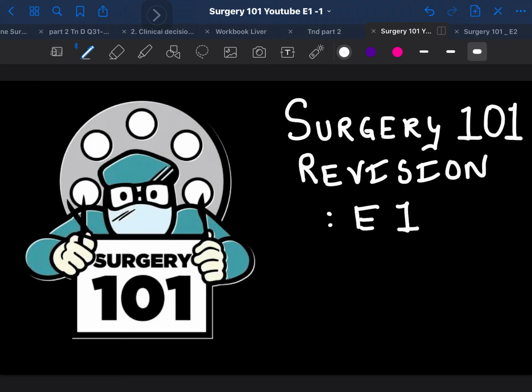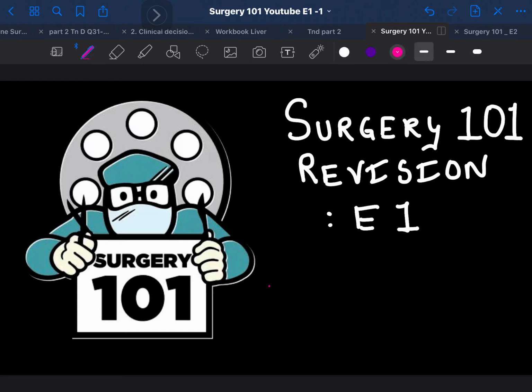Now, I thought that your NEET PG exam is around the corner, so let us begin with a new series, which is Surgery 101. It means surgery one-on-one, like you and me, one-on-one, and we will be revising general surgery with you. So this session, like many others which we have done in the past, is going to be completely MCQ based, and I'll be talking about that particular MCQ in detail. Okay, so let's begin.